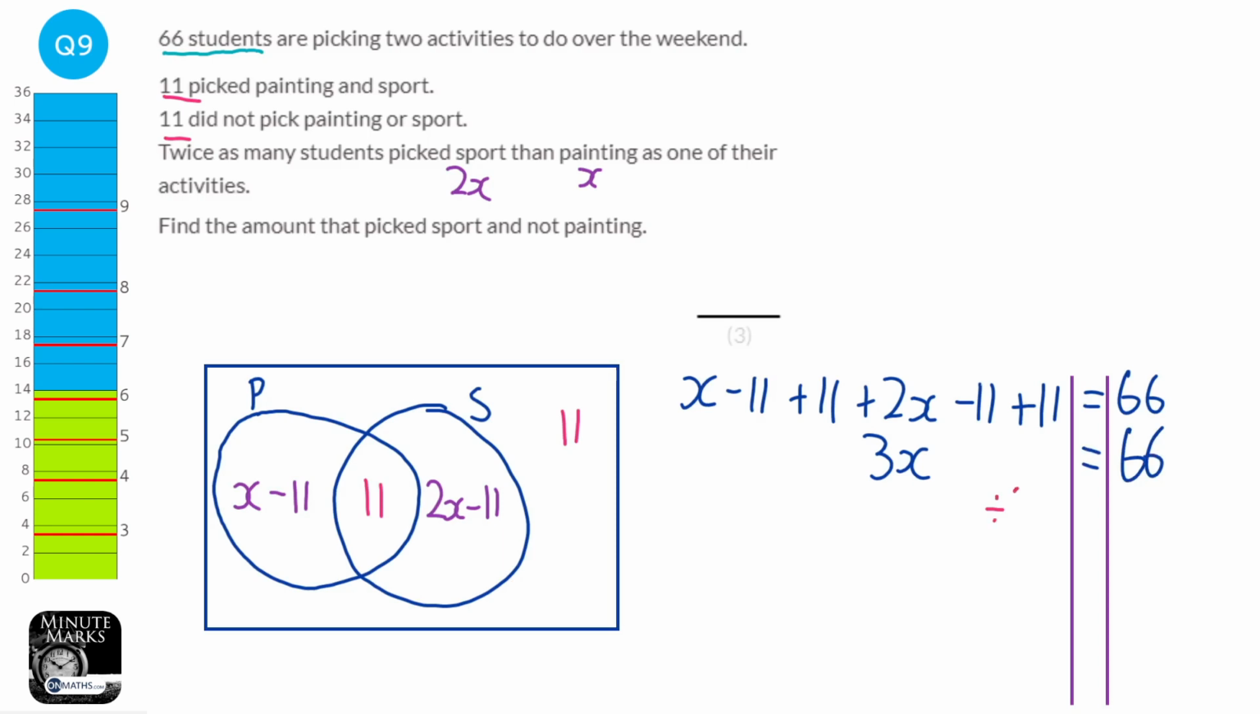We're going to divide that by 3 both sides. So we've got x equals 22. So if we go back to our Venn diagram now, we can fill in the blanks. So instead of x minus 11 there, we've got 22 take away 11, which is just 11. Instead of 2x minus 11 there, we've got 22 times 2, which is 44, take away 11, which will be 33. So it says find the amount that picked sport and not painting, which is this 33 here.